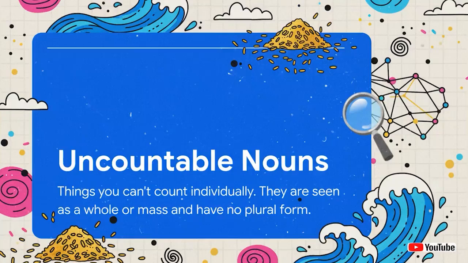Simple enough, right? Now, on the flip side, we have uncountable nouns. These are things you can't really separate into individual units. They're usually substances, like water, or abstract ideas, like information. You just can't say one water or two rices. You have to see them as a whole, as a single mass.